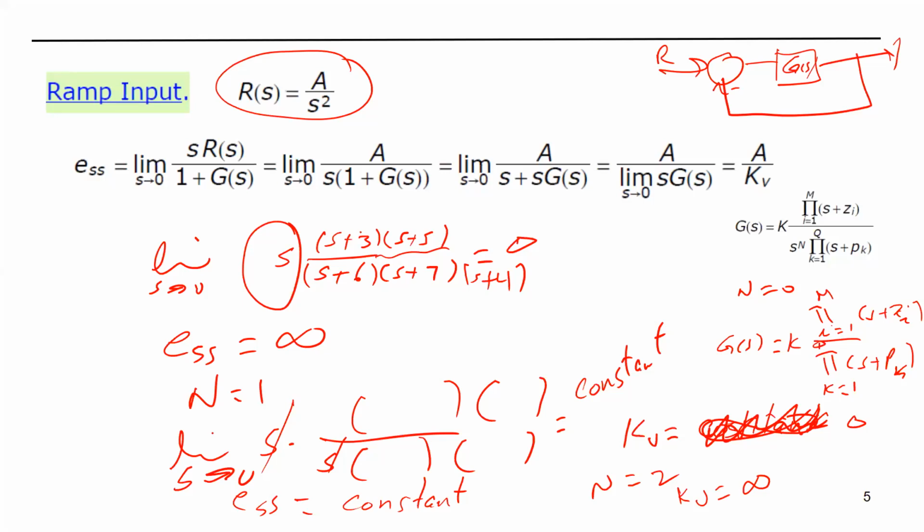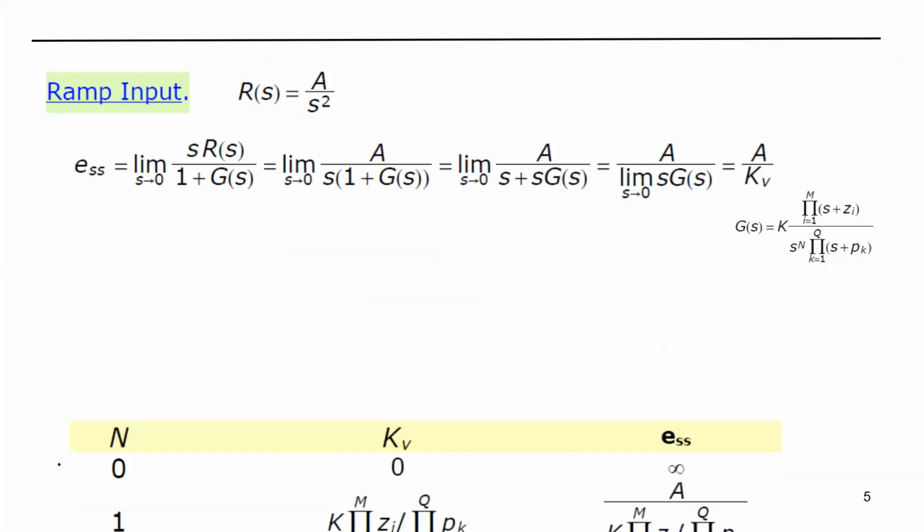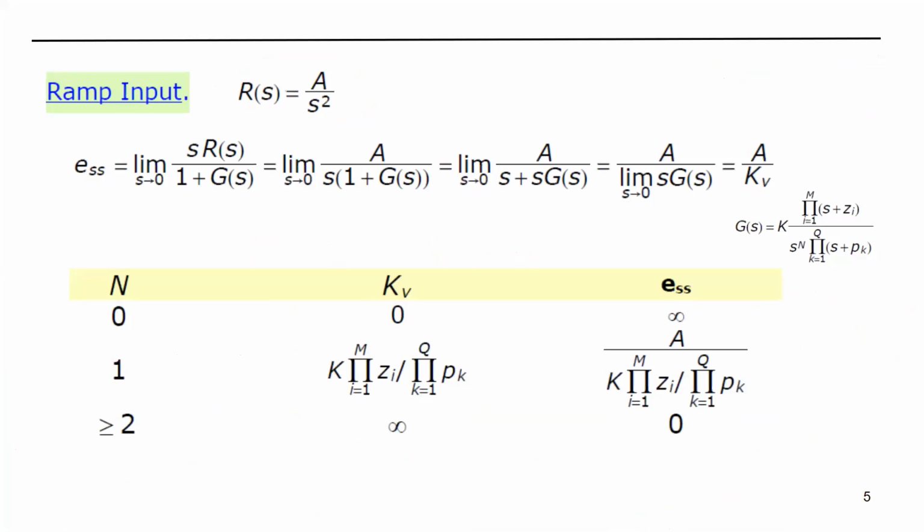And what will be the steady state error? 0. Exactly. Let me clear this. This is what I mean. If the type is 0 and my input is a ramp, Kv will be 0 and the error will be infinity. If the system is of type 1, Kv will be a constant and the steady state error will be a constant. If n equals 2 or more, then the steady state error will be 0.